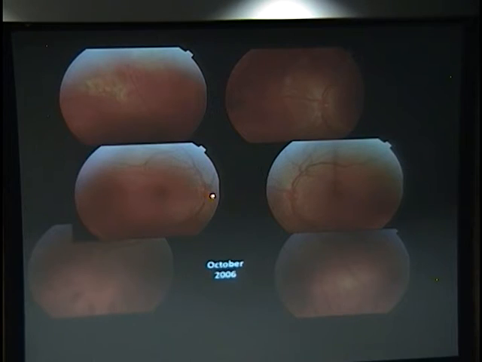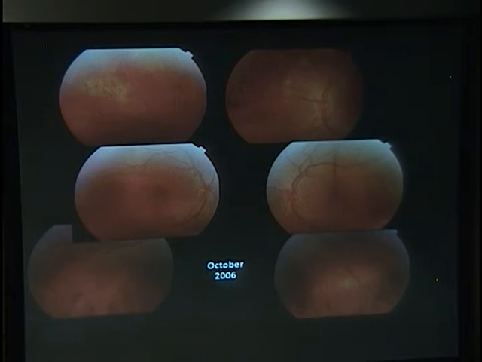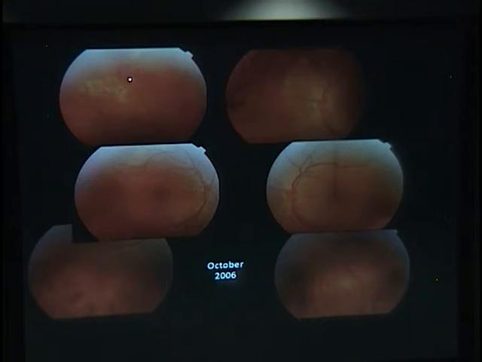So if we look at the right eye, you can see that the details of the fundus are not very clear, so he has some vitritis, and then some areas of depigmentation in the periphery, and then a circular depigmentation area around the optic nerve, just little areas that are kind of subtle on the fundus findings here.